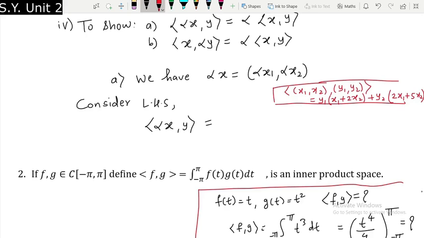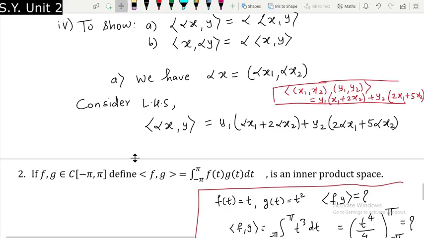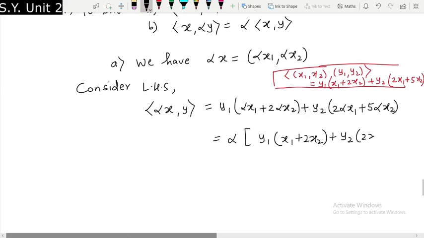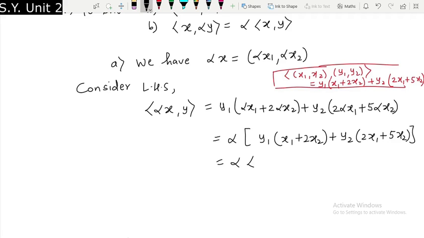So therefore this will be equal to y1 times, only the thing is, now wherever it is x1 it will be replaced by alpha x1, and wherever it is x2 it will be replaced by alpha x2, plus y2 times twice alpha x1 plus 5 times alpha x2. Which will be further equal to, now this alpha can be pulled out, and inside the bracket what is left is y1 times x1 plus twice x2 plus y2 times twice x1 plus 5 x2, and it is exactly nothing but the inner product of x with y. So alpha times the inner product of x with y, and that is nothing but our RHS.